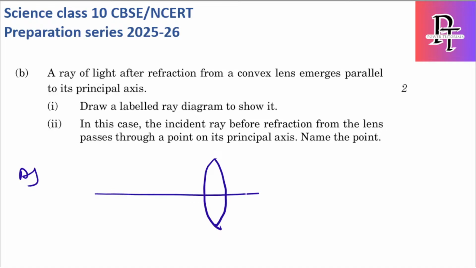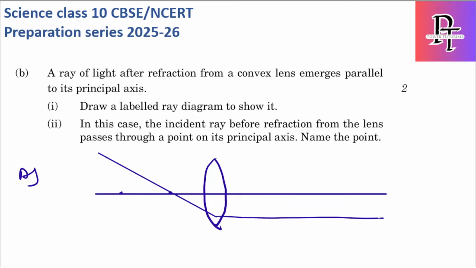Draw the principal axis, and here they are saying the ray emerges parallel after refraction. For this we have to pass the ray through a point called focus. If a light ray is falling from the focus, then after refraction the light ray will be parallel to the principal axis. And this is nothing but the principal focus.